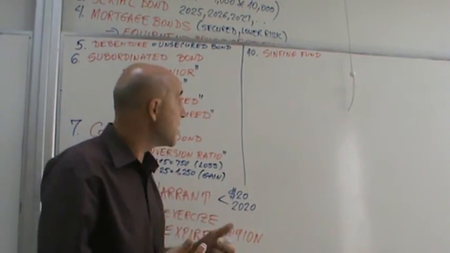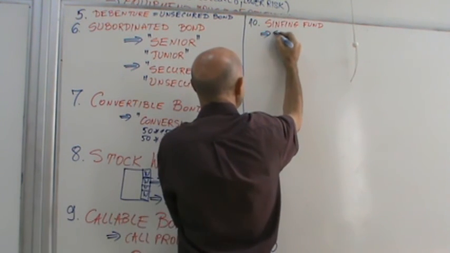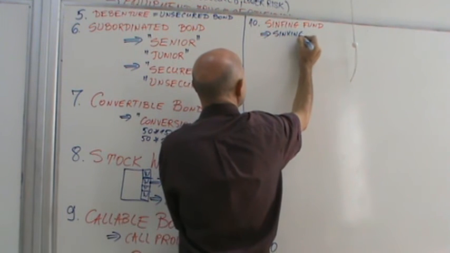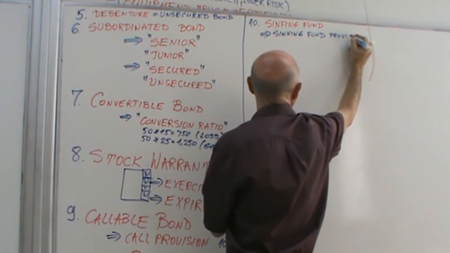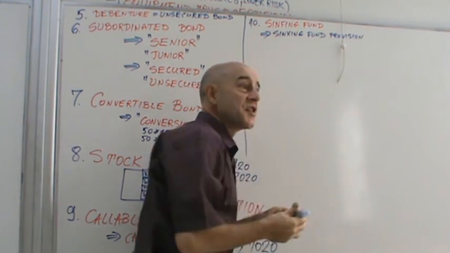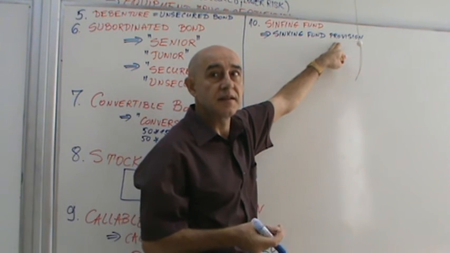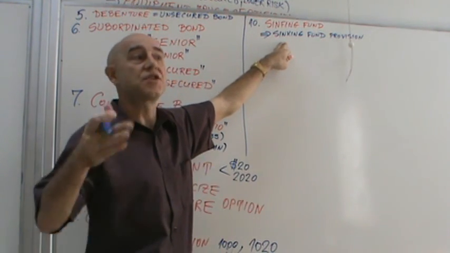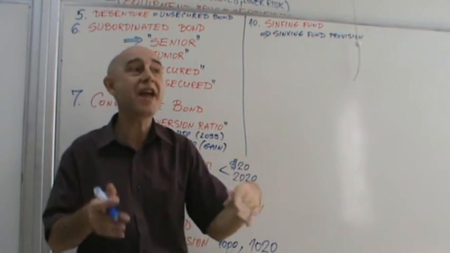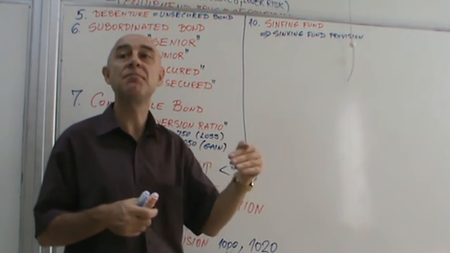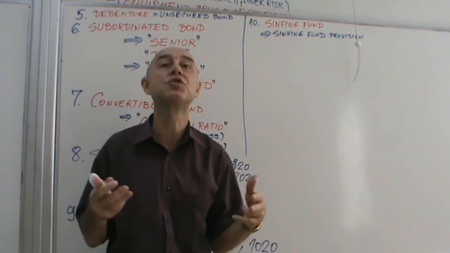A different way of saying it is that there is what's called a sinking fund provision. A sinking fund provision is a provision in a contract that every so many months or every year, let's say, the issuer must regularly buy back some bonds. So the sinking fund makes the bond look like a serial bond.